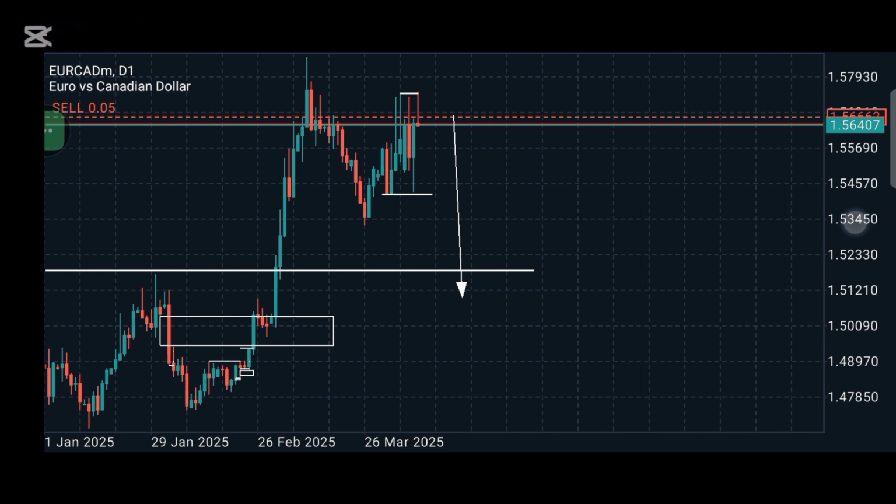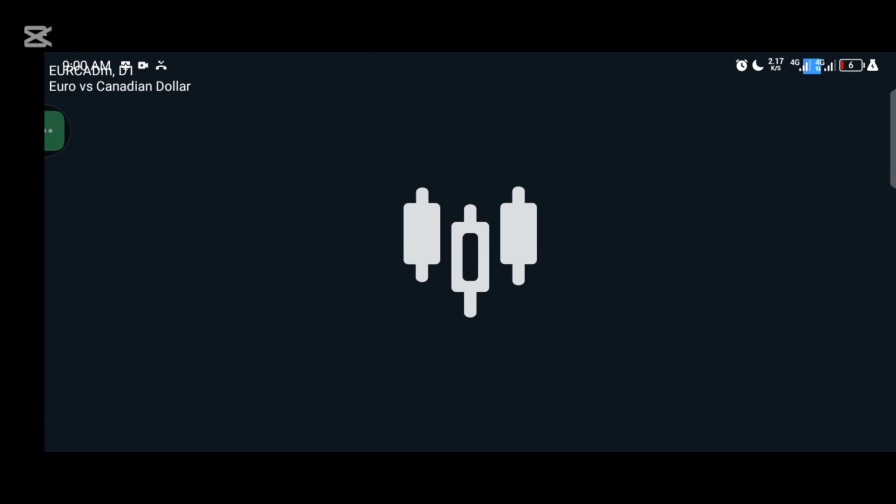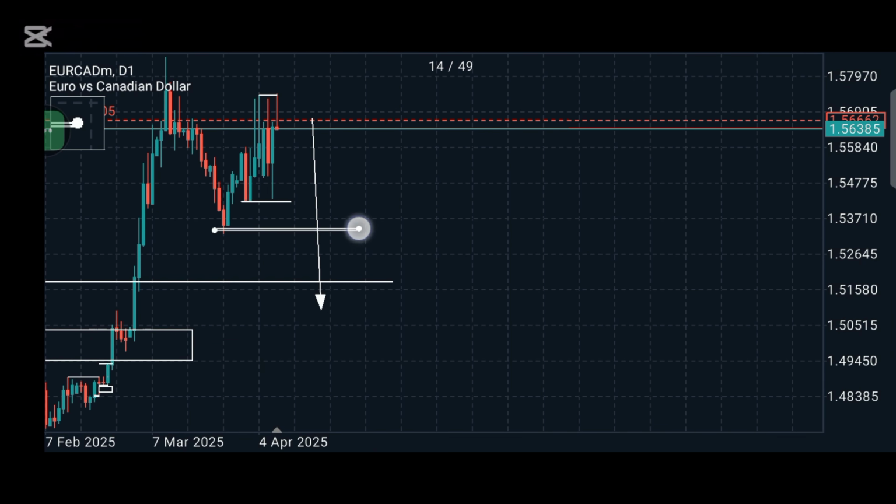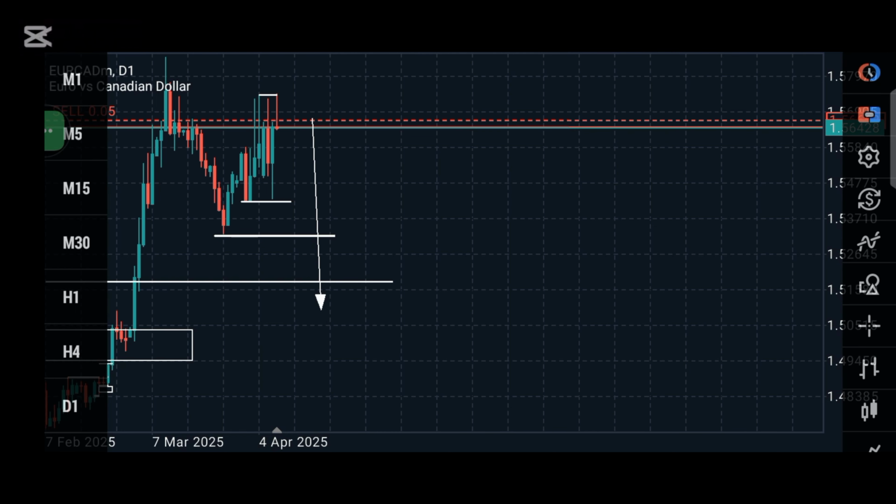If this sell actually breaks this low here, then I will be sure that we are completely bearish. But for now, I'm trading to a particular level, so I'm not a swing trader. I'm not swinging this trade. So let's quickly go to the 5 minutes.